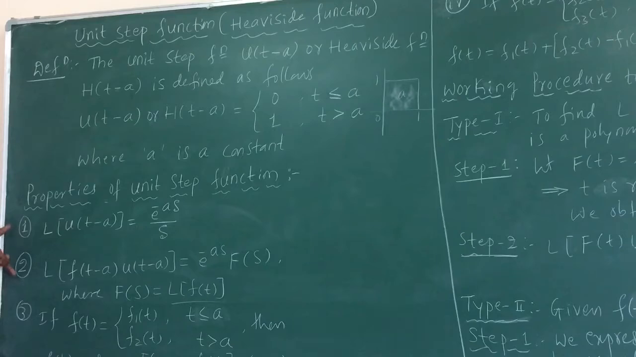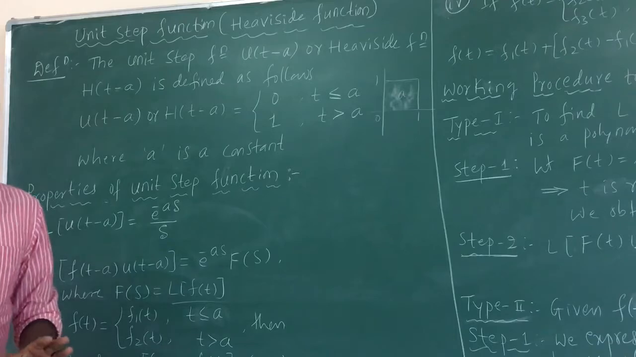See these two properties: when the function is continuous, we use these two properties. Similarly the third and fourth properties, these two are the discontinuous properties.